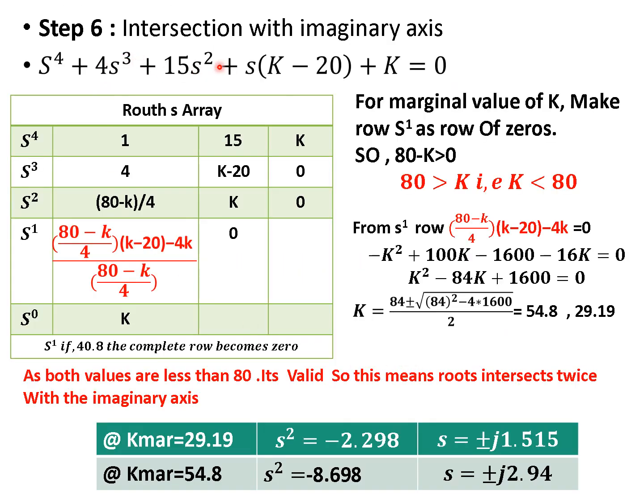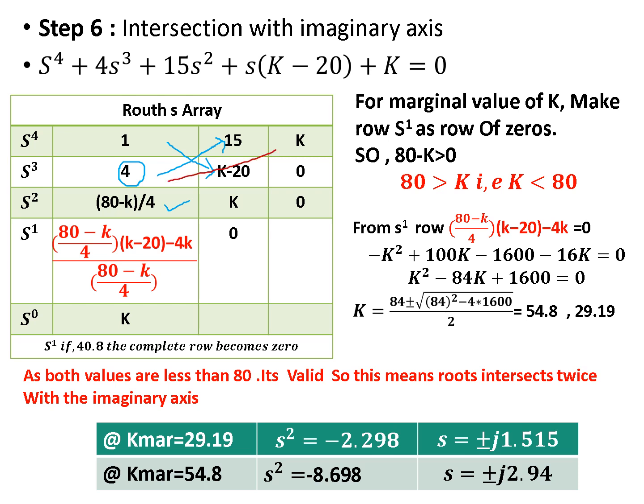Now step 6, intersection with the imaginary axis. We consider the same characteristic equation. With the help of the Routh array, we try to solve this. That is, we consider s to the power of 4 and move along towards s to the power of 0. For s to the power of 4, the coefficient is 1. For s square, the coefficient is 15. For s to the power of 0, the coefficient is K. Similarly, for s cube, it is 4, K minus 20 and 0. How are we solving this? On the same principle, that is (4 into 15 minus 1 into K minus 20) divided by 4. We get (80 minus K) divided by 4. Again we go further.